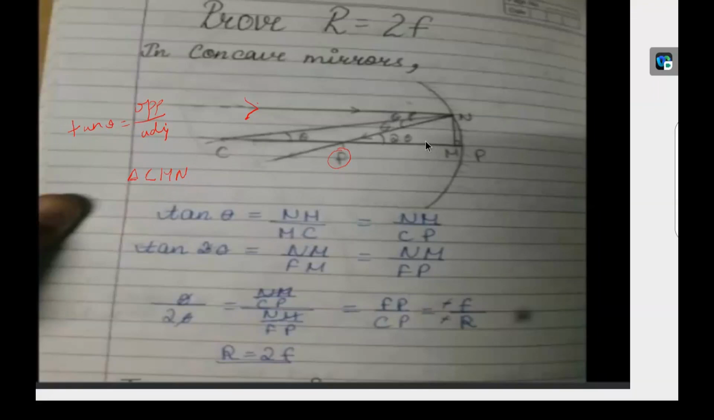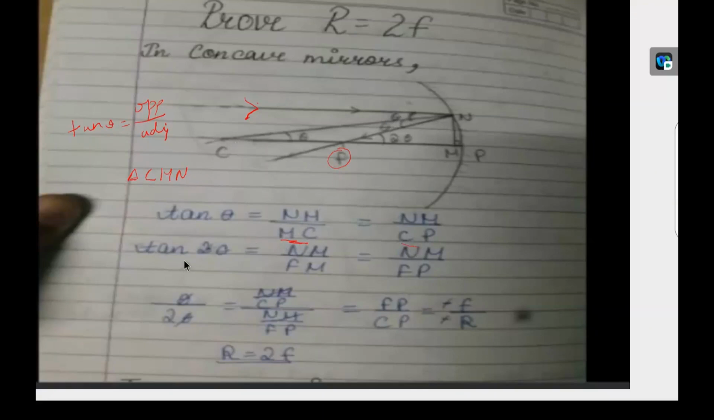Now, if the height of the parallel ray decreases, this perpendicular line drawn from N to M, this M almost coincides with the pole of the mirror. That means instead of MC, we have written CP. That means CM coincides with CP.